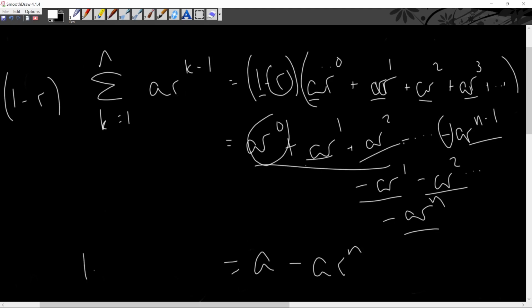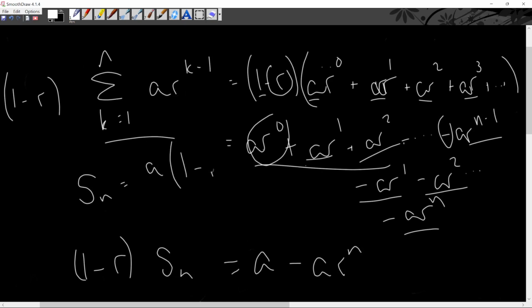So now we have 1 minus r. I'm just going to say that this is the sum up to n, because that's what it is, right? The sum up to n is equal to a minus a r to the n. Well, let's factor out this a just to make this nice and general. A times 1 minus r to the n over 1 minus r. That's what this is, right?